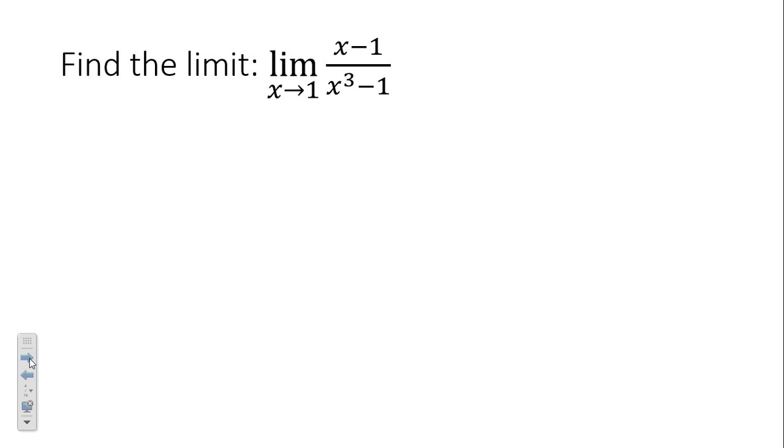Now we want to find the limit as x goes to 1 of x minus 1 over x cubed minus 1. And a quick check shows us that we get a 0 in the denominator. So now we need to factor. Of all the factoring, you probably had the least amount of practice on the difference or sum of cubes, right? So let's remember what that pattern was.